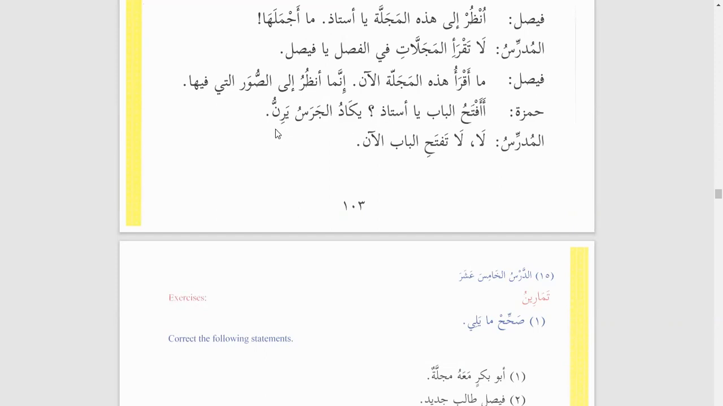Yakadul jarasu yarinnu. The bell is about to ring. Kada yakadu is a different family of verbs. The only thing that we need to know is that the verb that follows it has to always be present tense. Sometimes there will be a noun after that, and sometimes not. Kada is the past and yakadu is the present. If there is a noun after that, the noun will always be marfu, as we can see here with dhamma. La taftah al-bab al-ana. Don't open the door now.